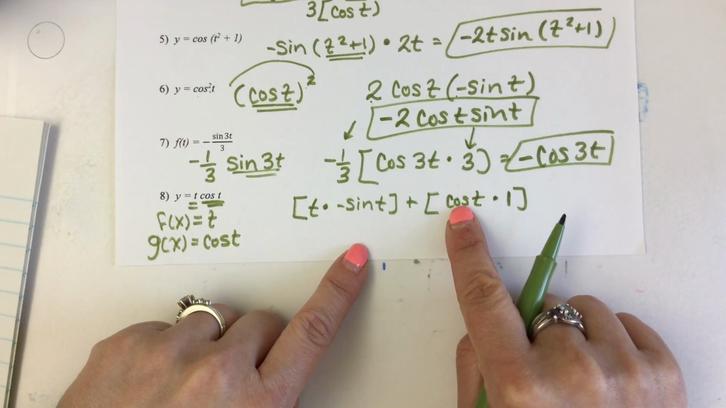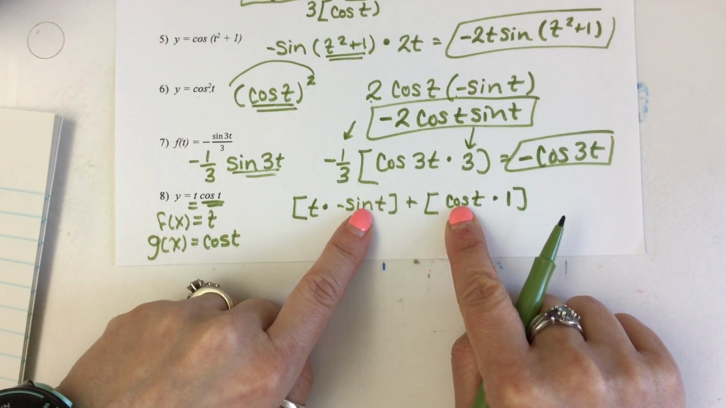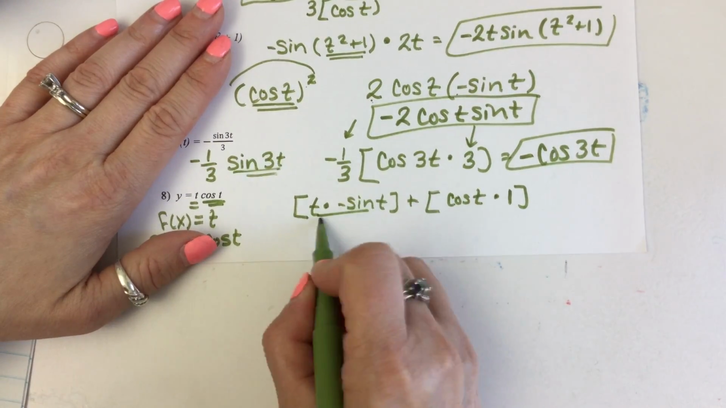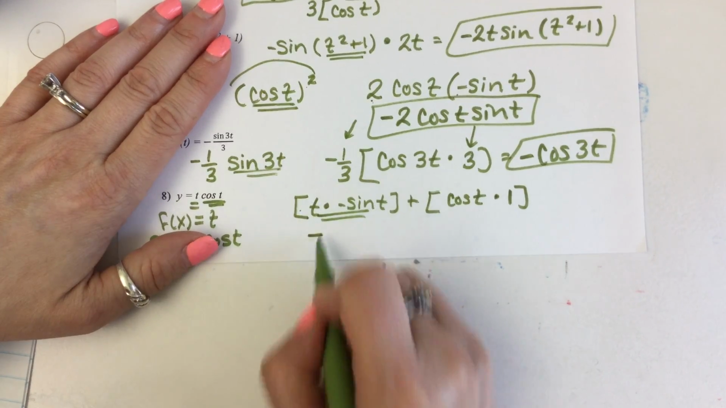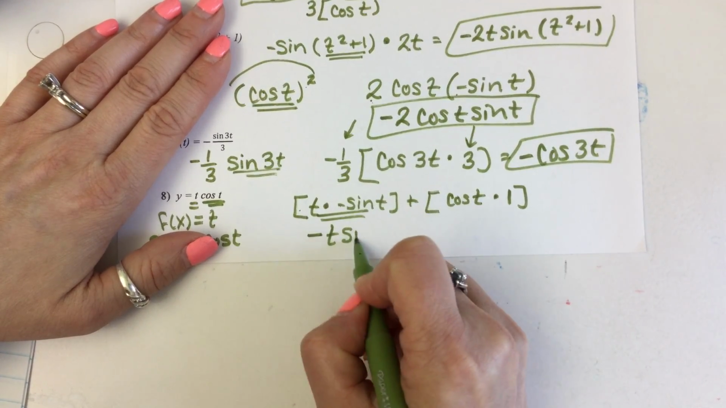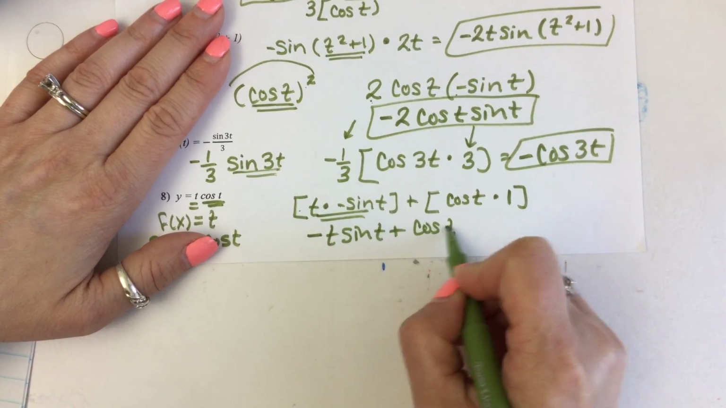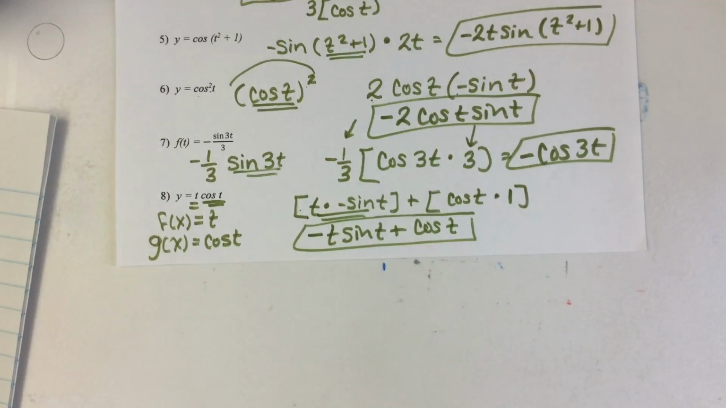This t is connected to the cosine. This t is connected to the sine. So you could not remove a t. So what I would do is just simplify these. Positive times a negative is a negative. T times the sine of t plus cosine of t times 1 is cosine of t. Done. Okay, let's look at the back side.